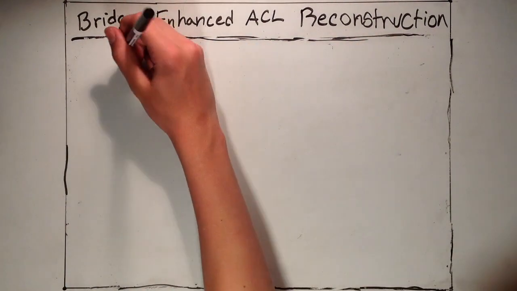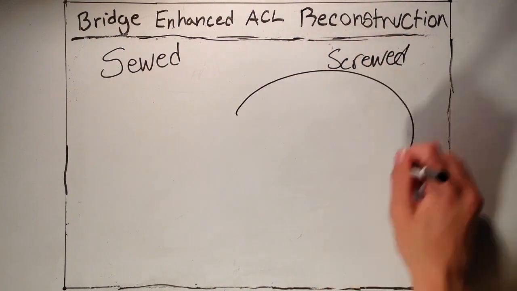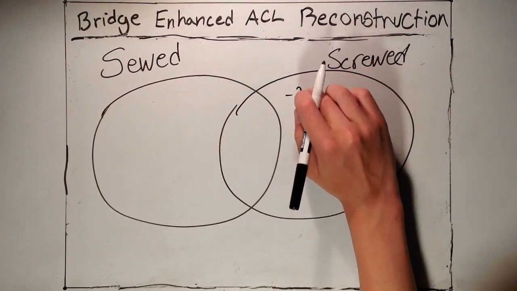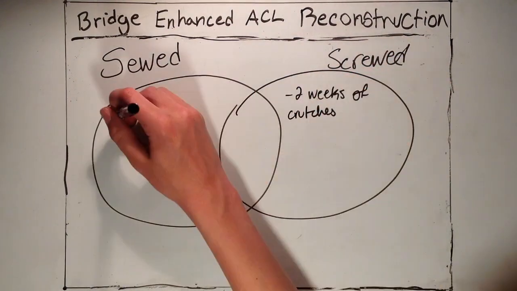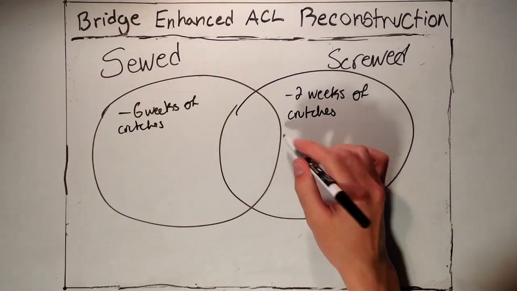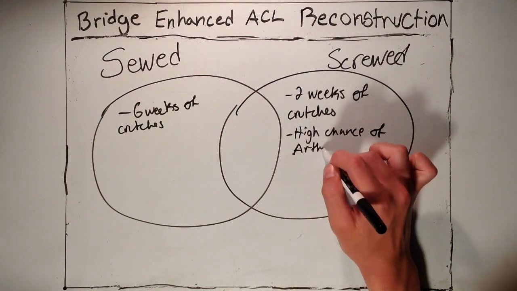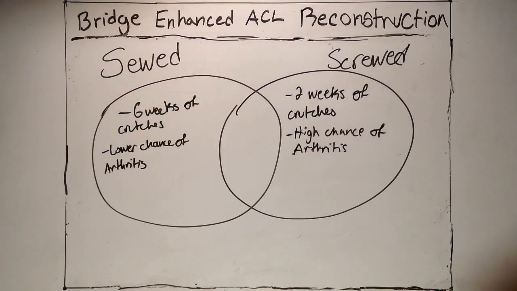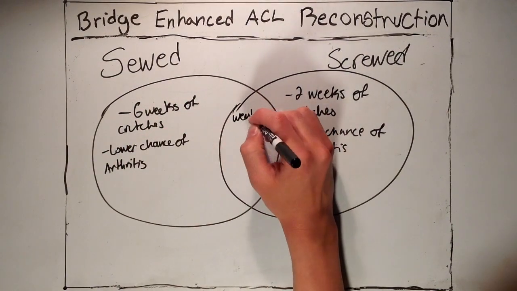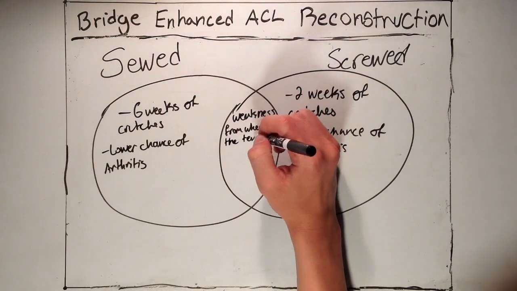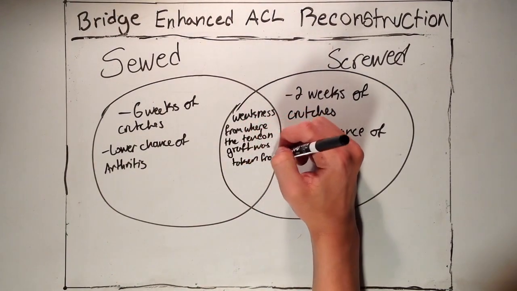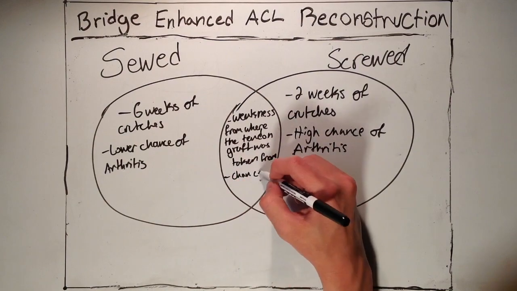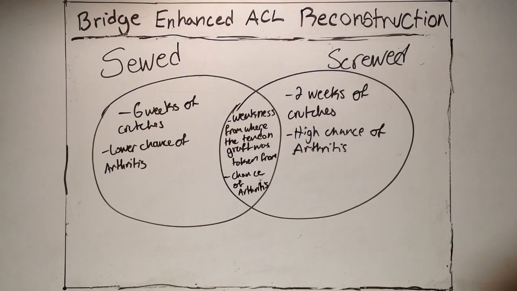Sewed versus screwed. There are many differences between having your tendon graft sewed rather than screwed. For starters, when you screw the graft into your knee, you can walk 2 weeks post-operation, but when you get it sewed, you can walk 6 weeks post-operation. When you have the graft screwed into place, you have a higher chance for arthritis, rather than if you had your graft sewed. Both cause weakness from where your graft was taken from, and both have a chance for arthritis.